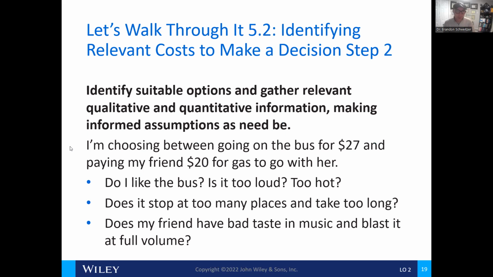The choice is between a $27 bus ticket that takes 3.5 hours and riding with a friend for $20. The ride takes 2.5 hours. Other options to consider: do we like public transportation? Is it too loud, too hot? Does the bus stop frequently? And how long does it take? Does the friend have bad taste in music? These are the types of qualitative components to consider.